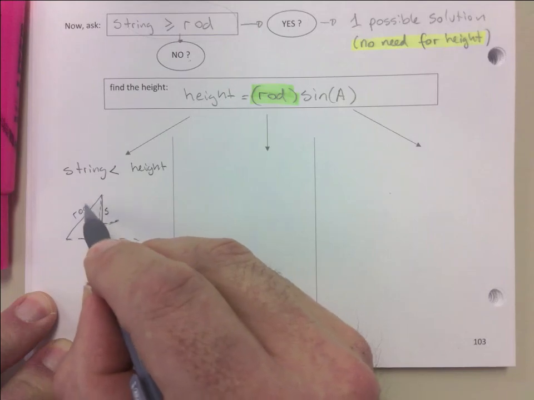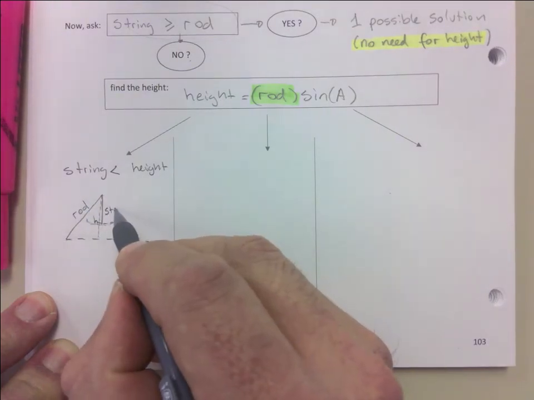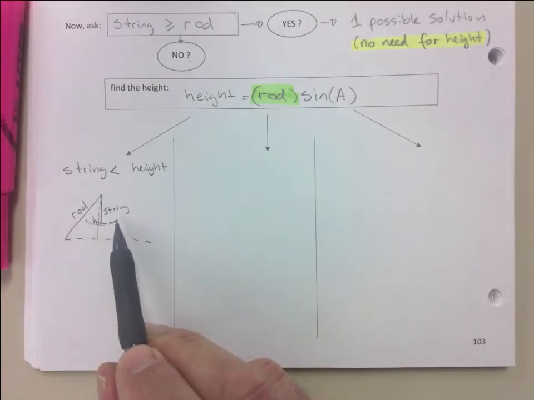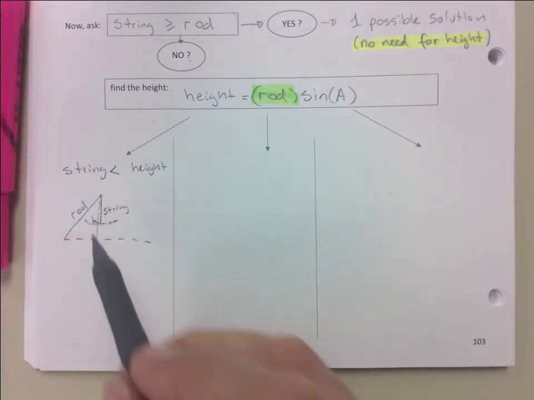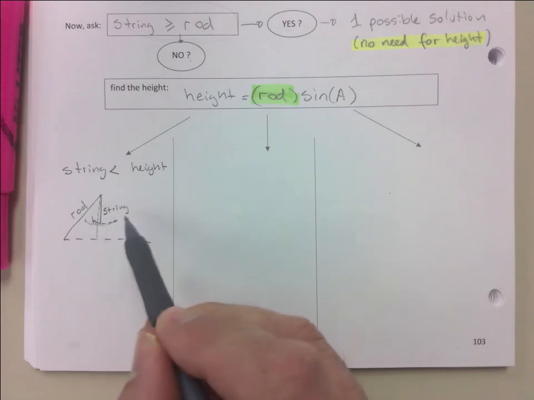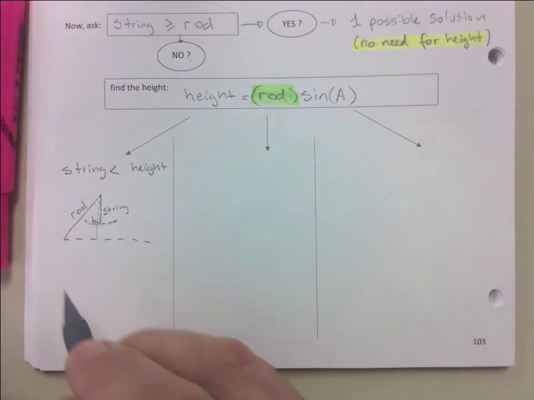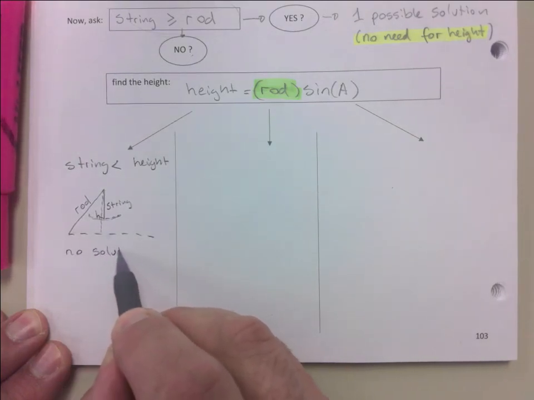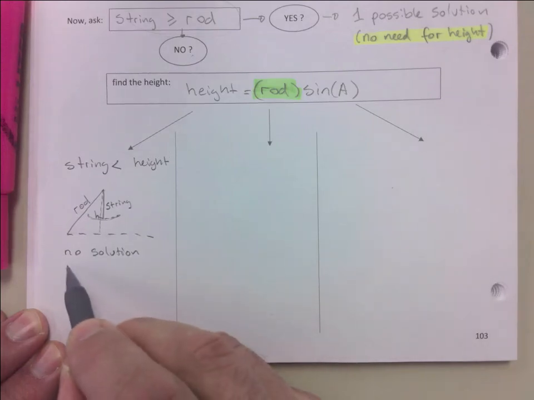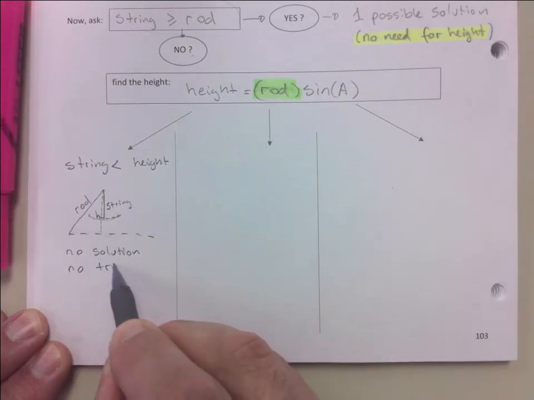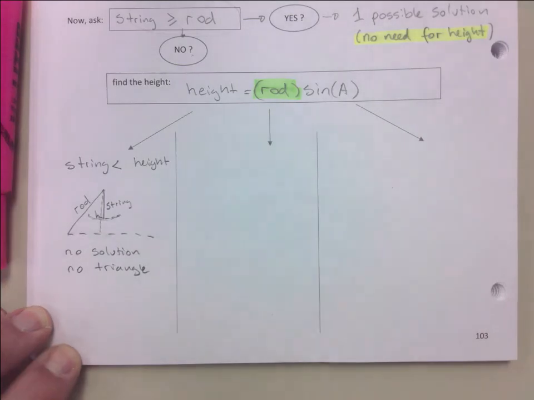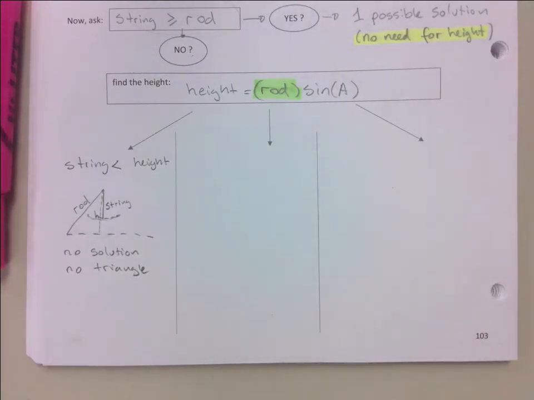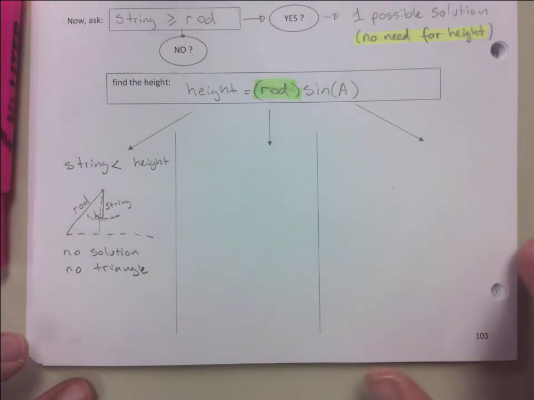So this is your rod. This is the string, and it's just dangling there because the string is shorter than the height. So you cannot even make a triangle. So you can say no solution, or you can say no triangle. That's what the ambiguous case of the sine law is. We have to figure out, we have to narrow this down.